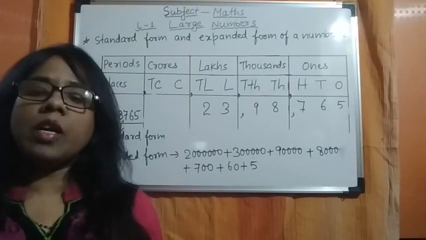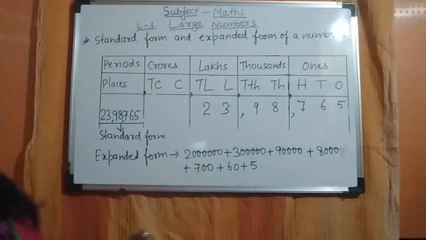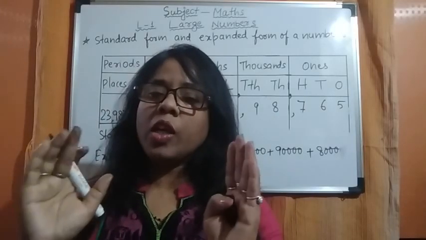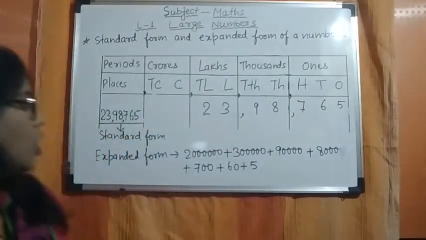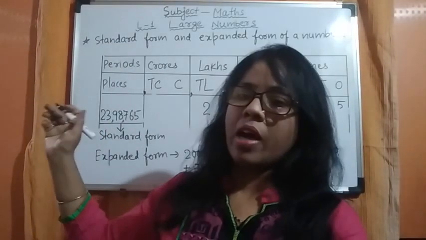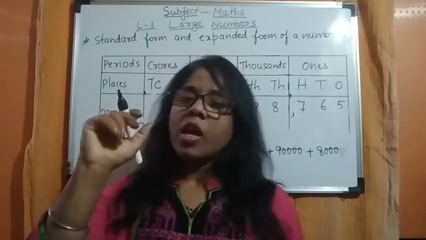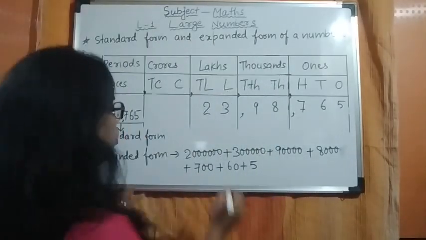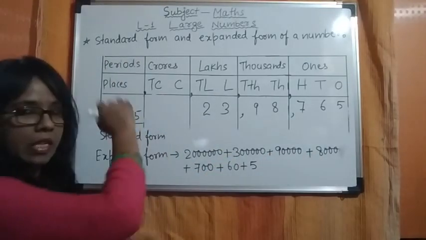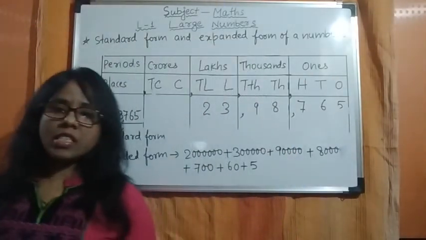Standard form means you write the number in figures, and expanded form means you write the number according to its place values. So the place value of the first digit, then the second digit, then the third, fourth, fifth, sixth digit, and between two digits' place values you put a plus sign. You can see this plus sign, plus sign, plus sign. So you got what is expanded form and what is standard form.